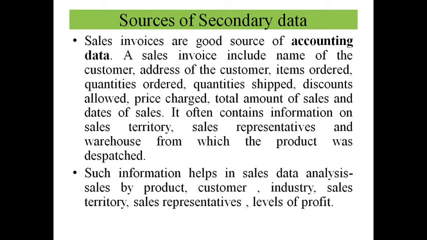Say how much sale is done by product, that is product-wise sale, then customer-wise sale, say customers from which area purchase more, or which area customers purchase premium products. So these kinds of information may be available from those sources. Then information related to sales by industry, sales territory, sales representatives, levels of profit. So all can be found out from sales invoices.